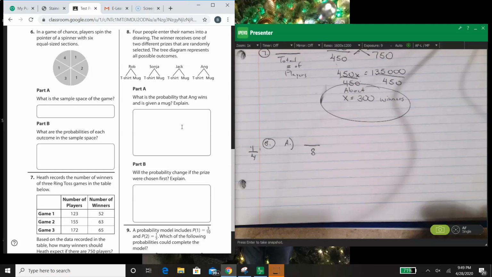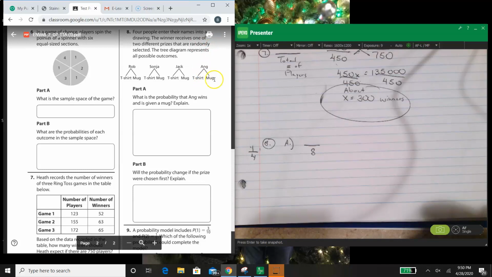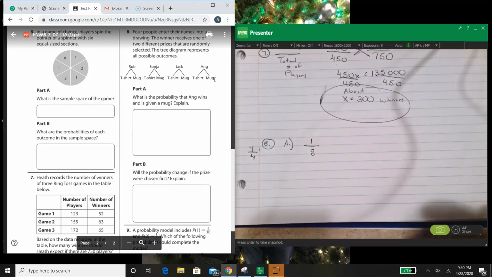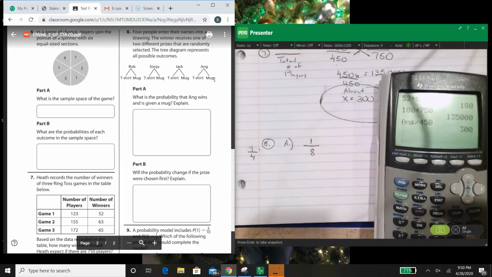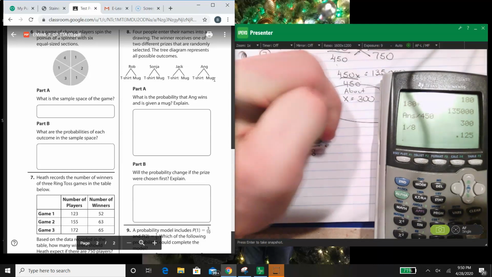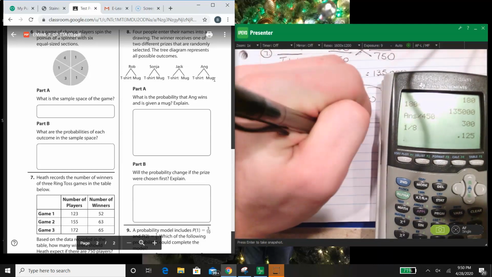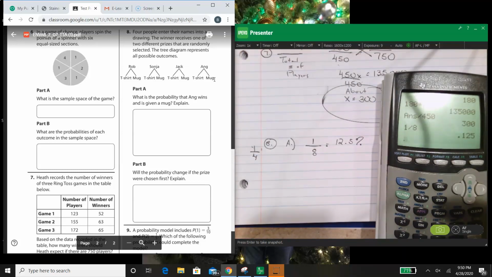What is the probability that Angie wins and is given a mug? Well, how many of these outcomes have an outcome of Angie and a mug? Well, that would be Angie, mug. There's only one of those. My probability is going to be 1 over 8. Again, we can find the percentage by doing 1 divided by 8. That's going to give me 0.125. You move the decimal 2 spots to the right to 12.5%. And there you have it. There's the probability that Angie wins and is given a mug.